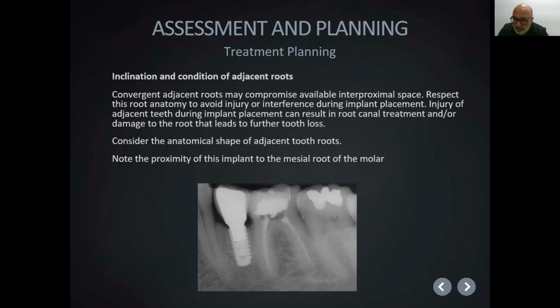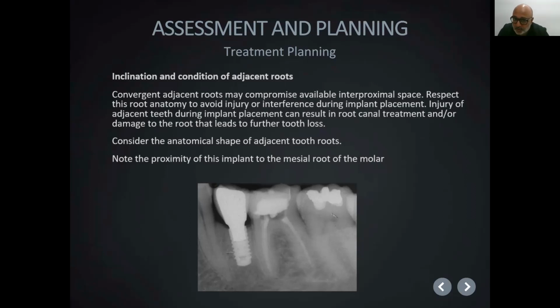Injury of adjacent teeth during implant placement can result in root canal treatment and or damage to the root that leads to further tooth loss. Now, although this isn't great, it can happen. If you put it into the consent, you warn the patient of it, particularly when you've got a tight space like this, which I wouldn't recommend a beginner to really approach or to start with, and you've taken all the necessary precautions. So if you were going to do this, you'd probably get a guide done. You would drill a pilot hole and then put a guide pin in and take an x-ray to see that you're in the right position, etc. And we'll be going through this in the next seminar where we go through drilling protocols.